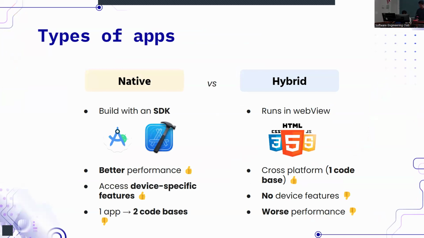And then you have different types of apps. You have native or hybrid apps. Native is built with a software development kit, and hybrid runs in WebView. The benefits of native are that you have better performance and you can access device-specific features. But the downside is you're going to have two separate code bases. For hybrid, you're going to have a cross-platform app, but there are going to be no device features and lesser quality in terms of performance.